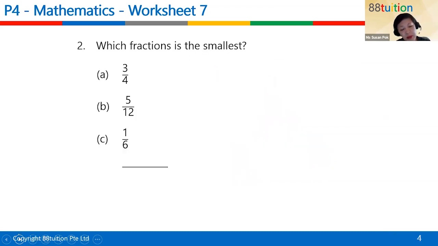Okay, how to compare a fraction, I should not say ordering, but compare to see which fraction is the smallest. So I have 3/4, I have 5/12, I have 1/6. Now the problem here is we have neither a common denominator. There are ways we can do it. We either change the numerator to a common numerator, or perhaps we change the denominator into a common denominator.